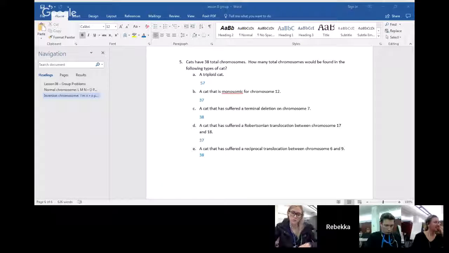C, a cat that has suffered terminal deletion on chromosome 7 has 38 because it's a loss of an arm, not the whole chromosome. D, a cat that has suffered a Robertsonian translocation between chromosome 17 and 18, we put 37 because the 2 chromosomes fuse together. And E, a cat that has suffered a reciprocal translocation between chromosomes 6 and 9, we have 38 because they're just exchanging pieces, not adding or subtracting.